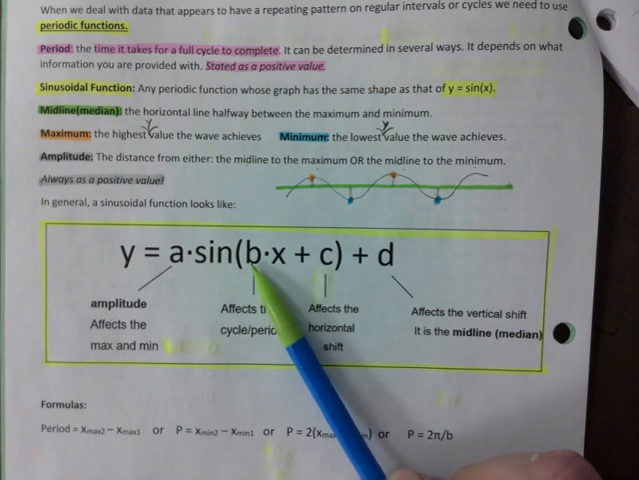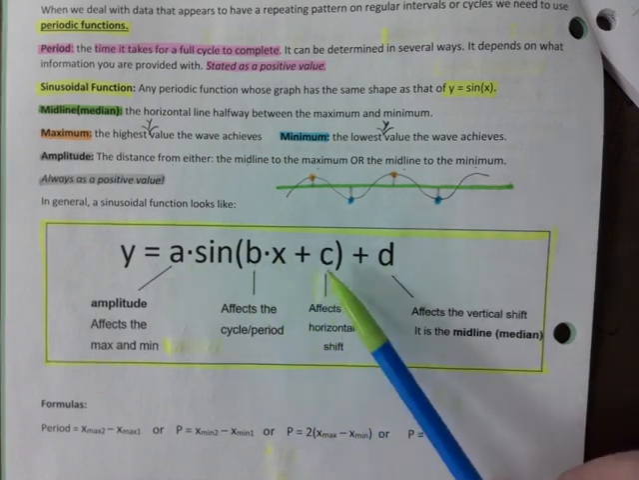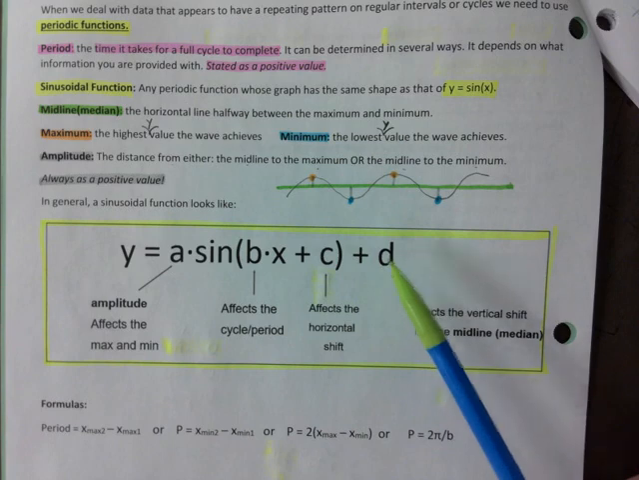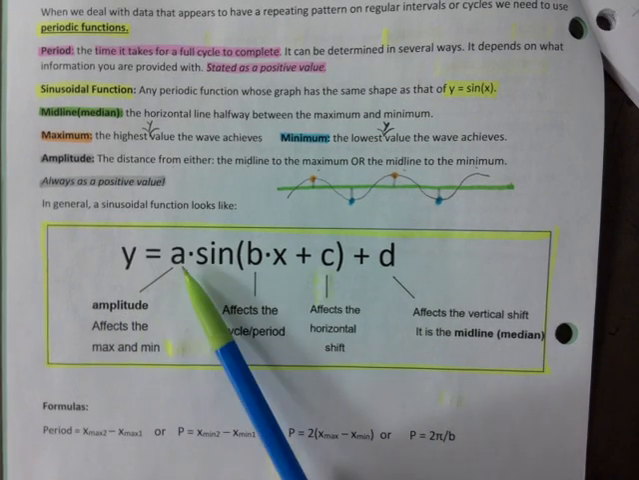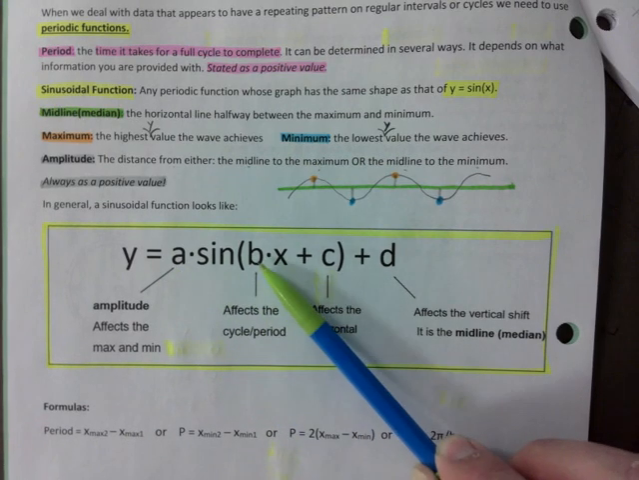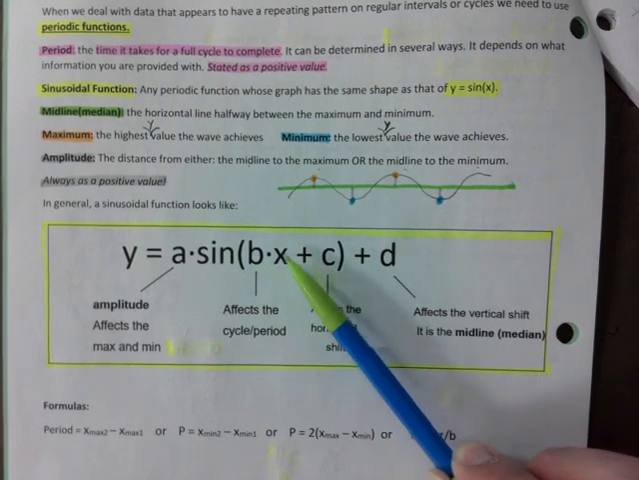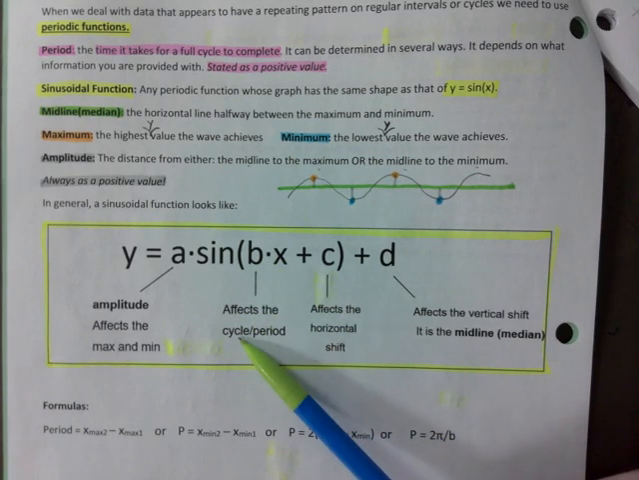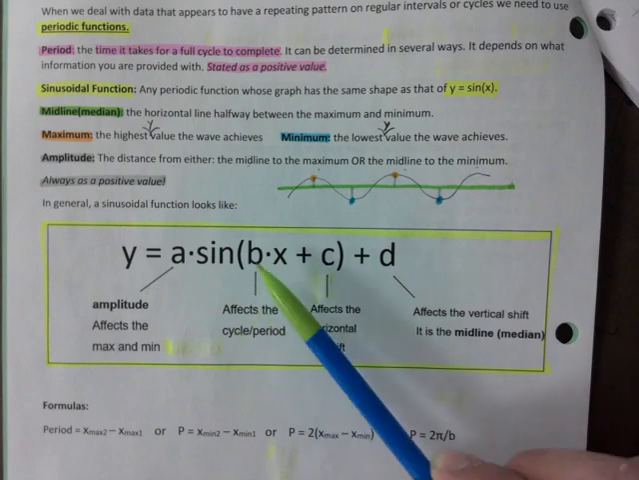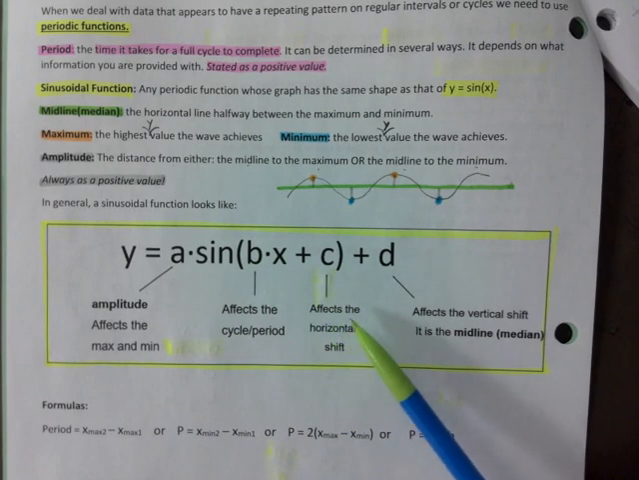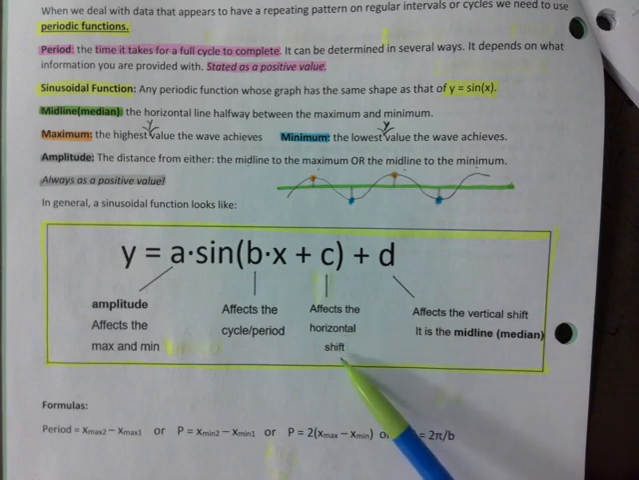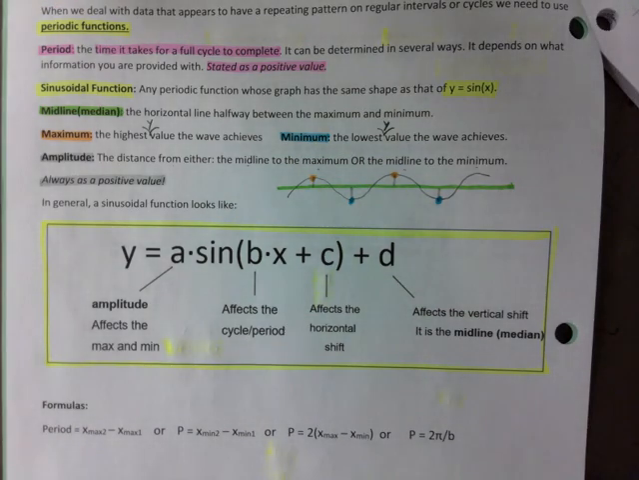So A and B, I guess, have to be there, but C and D are optional. Okay, so A tells us the amplitude. A will give you the amplitude of this function, so it's nice that it's also called A. What does this number in front of X do? It affects the cycle or the period. We will use that to figure out the cycle or the period. C affects the horizontal shift, and D affects the vertical shift of the function.